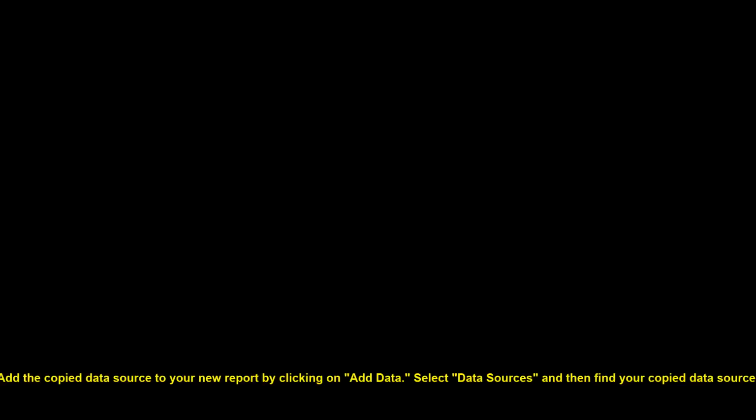To ensure the backup is accessible, open a new report or tab in Data Studio. Add the copied data source to your new report by clicking on Add Data. Select Data Sources and then find your copied data source. Click on the data source to add it to your report.